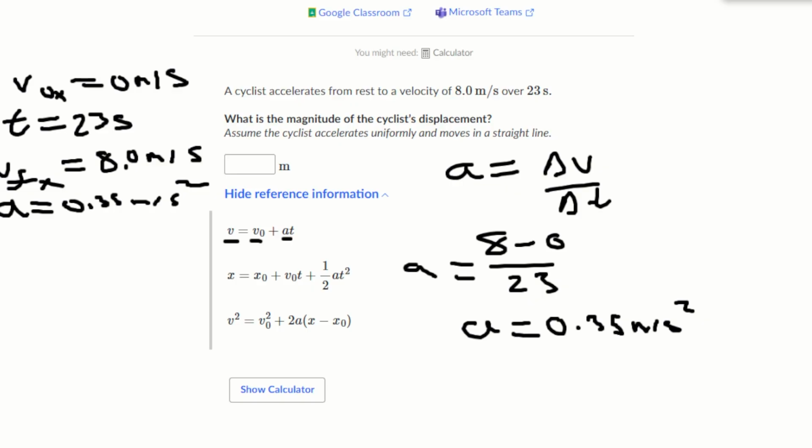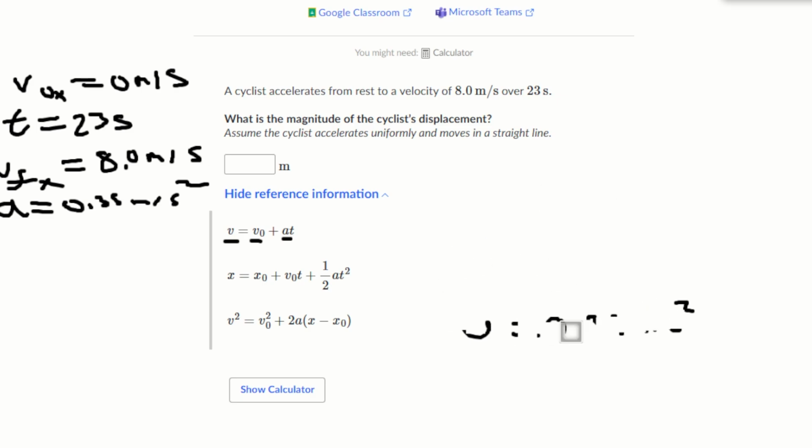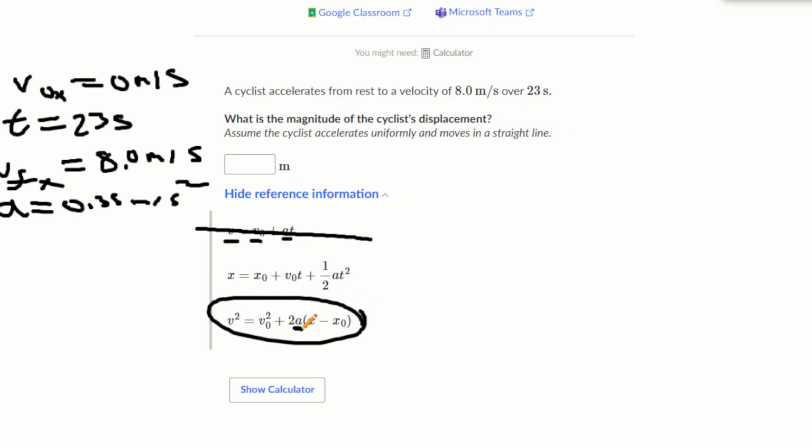Now that we have our initial velocity, our time, our final velocity, and our acceleration, we can find the equation that we need to solve for displacement. This equation does not have any displacement, so there's no point in using it. This one has displacement and acceleration, so this is one equation we could use. Or we could also use this one, which is delta x equals v initial t plus 1 over 2 a t squared.